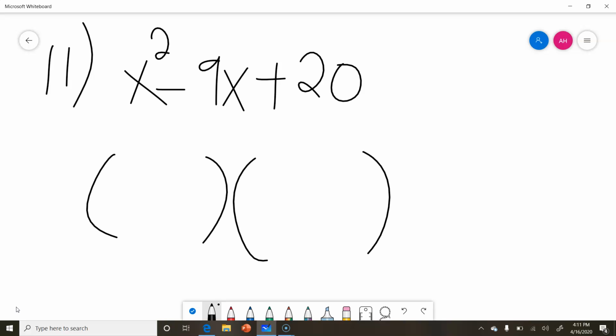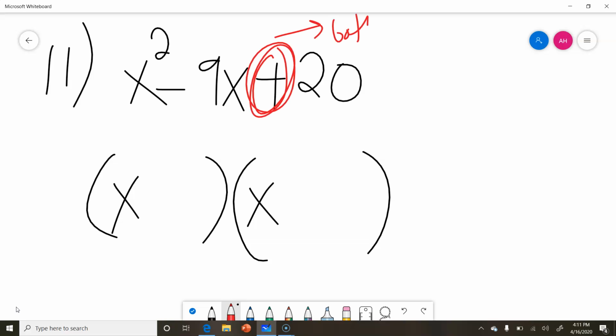We come into our two brackets, and we have x and x. I already know that's going to be the case. Now, I look at this sign, and what is it? It is a positive this time. So that means both of these signs, right there and right there, are the same. Because this is a plus, they're either both negative, or they're both positive.